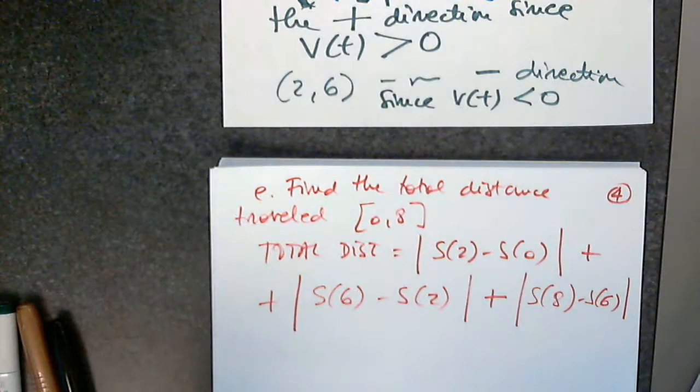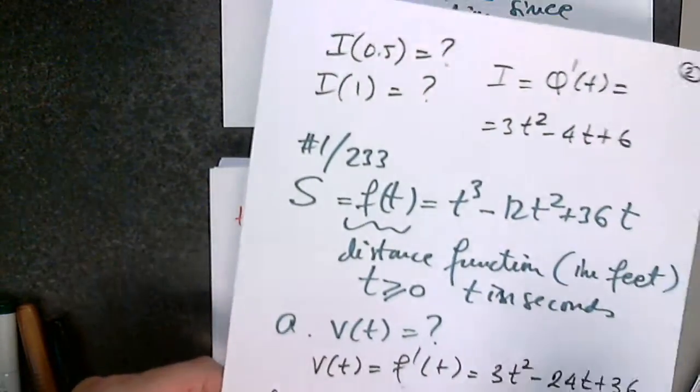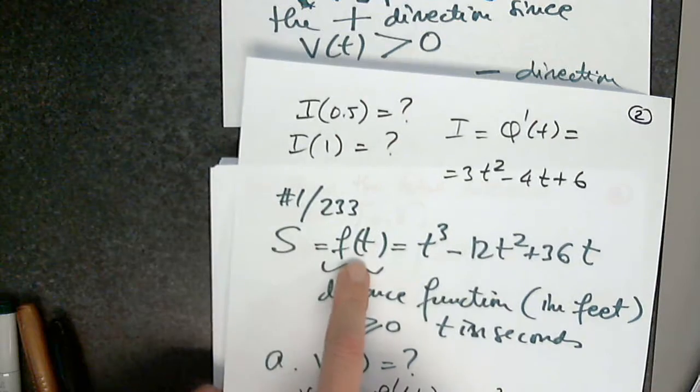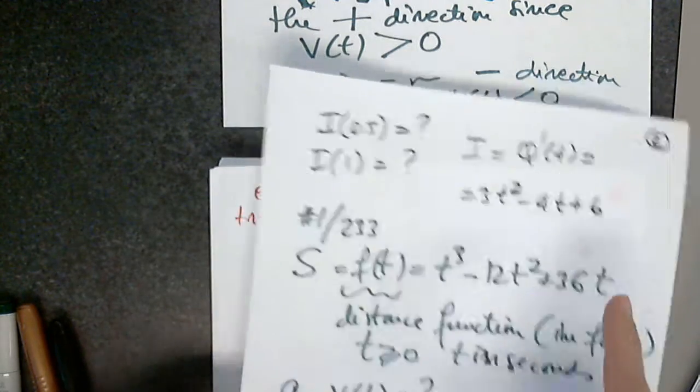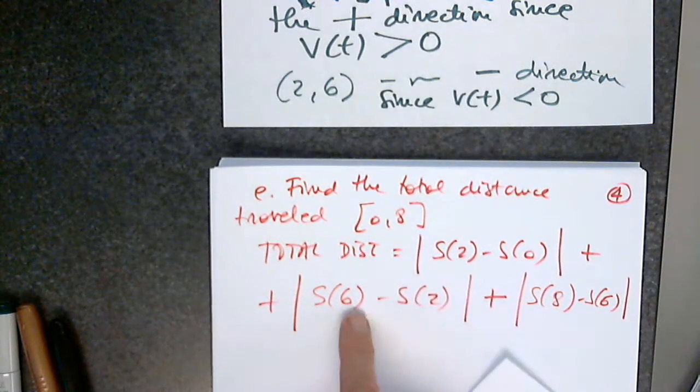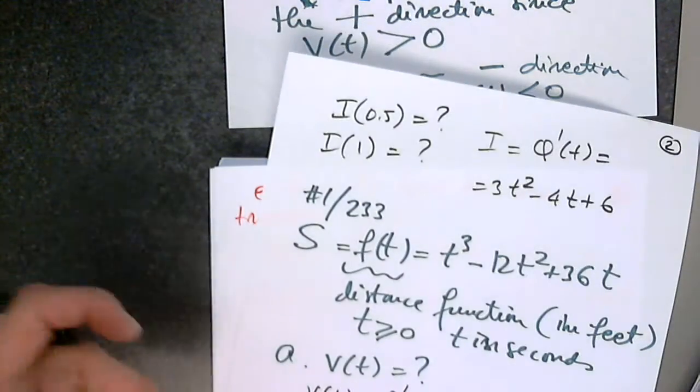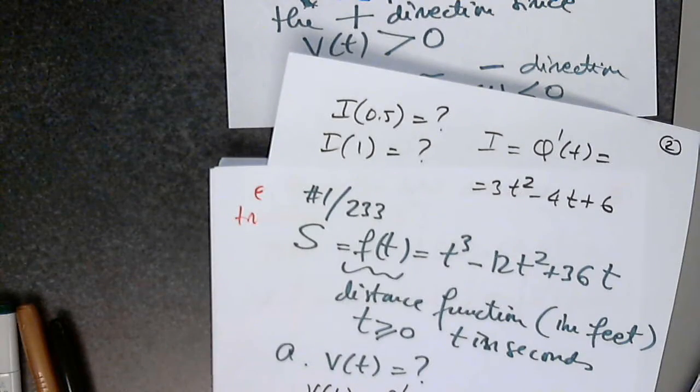Go back 3 pages before. Here is my distance function. In this distance function, I have to plug in 2, 0, 6, and 8. And I'm going to do it with a graphing calculator. So I go to the graphing calculator.